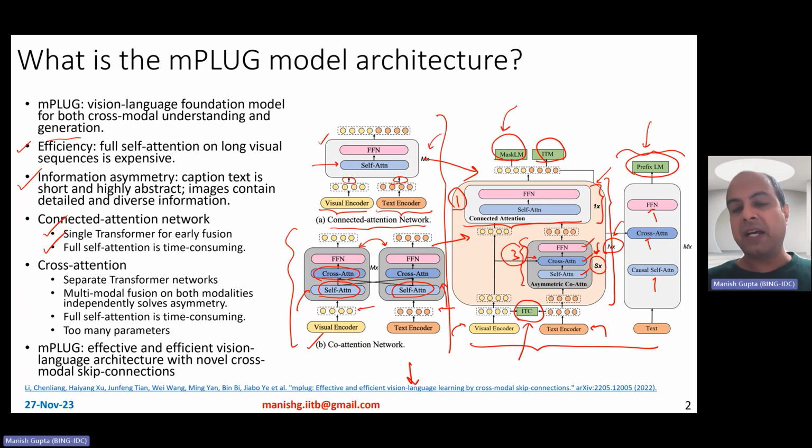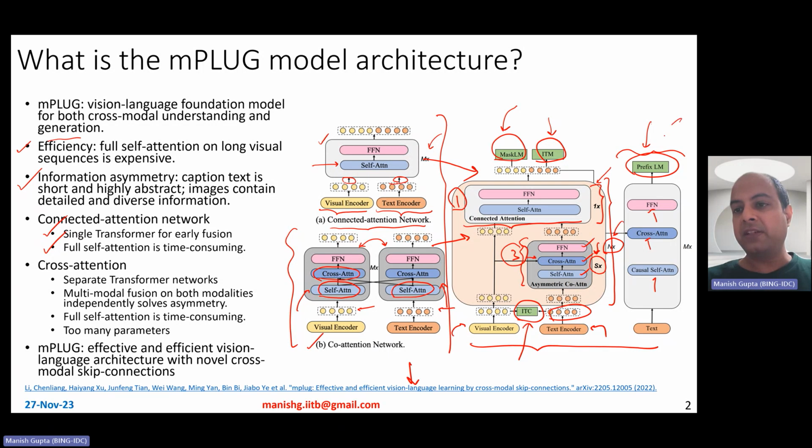Mask LM is masked language modeling. So mask out a few text tokens and ensure that you can reproduce those tokens at the output. Image text matching is a binary task. Of course, mask LM is a cross entropy based loss, and image text matching is a binary classification loss. Given an image and a text pair, figure out whether they are matching or not matching. Binary cross entropy. So that's the 3 losses for the understanding side.